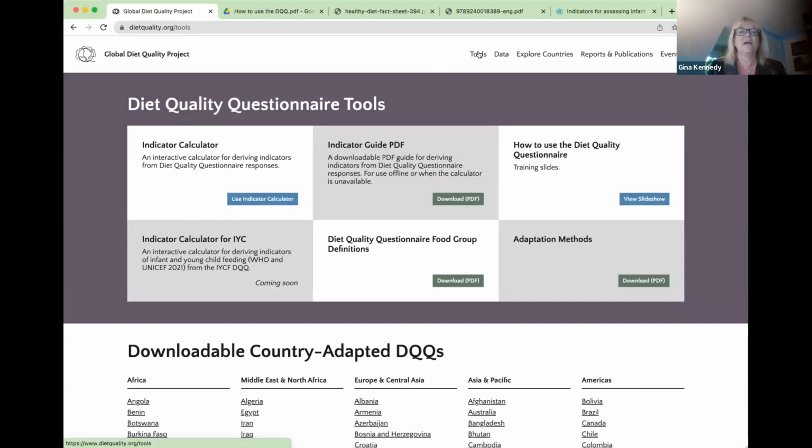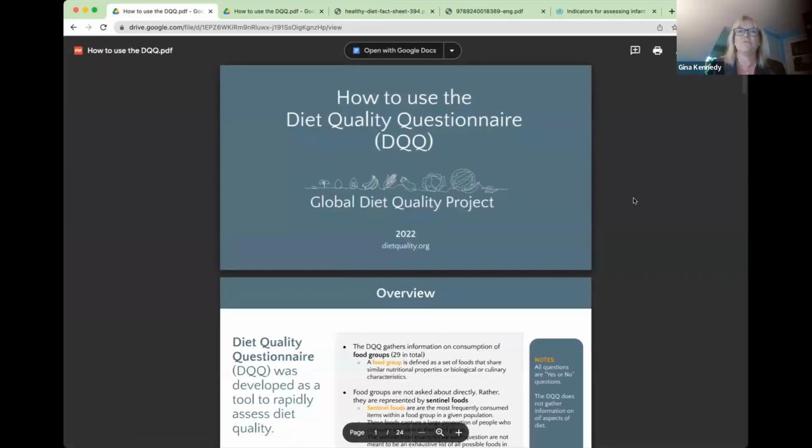And so you see Diet Quality Questionnaire tools, and we see the 6 boxes, and each box represents a tool or a resource that you can use. So the one that I'd like to go to is on the far right top box, how to use the Diet Quality Questionnaire training slides. So here, if you click on this, you will find a set of 24 training slides that can be used as part of enumerator training.